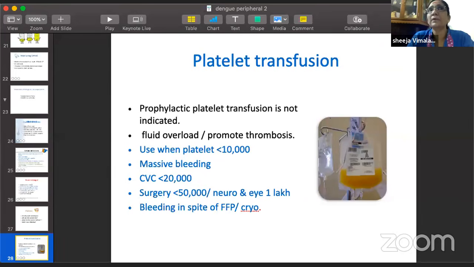But remember, even when you have a normal platelet count, there is a platelet function abnormality also in dengue, which also contributes to the bleeding.